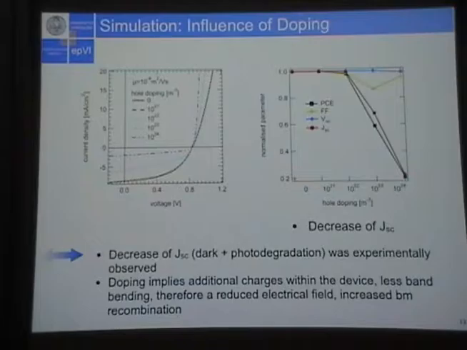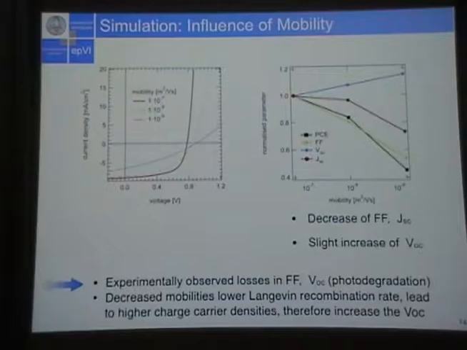So it seems that by adding additional charges into the system, we have a kind of redistribution of electric fields. So we have reduced band bending, well, it's a possible explanation. If we have less band bending, we have less driving force, a reduced electric field driving the charge carriers to the contacts. This means that the recombination may become more pronounced, and if so, we will get a smaller short-circuit current, which is actually observed.